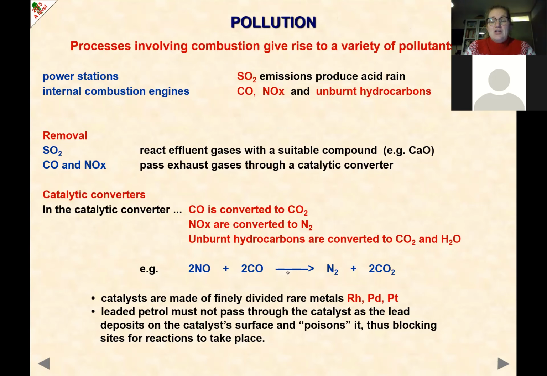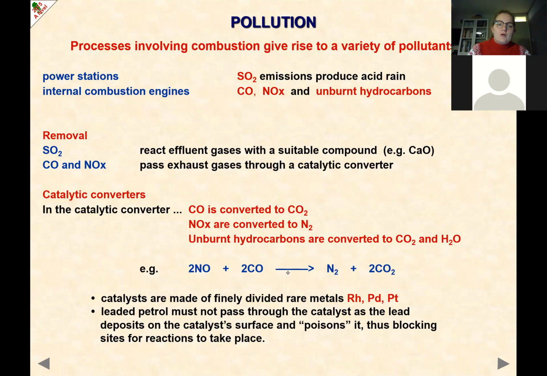For example, things like power stations give off sulfur dioxide. These are emissions that can produce acid rain. Internal combustion engines give off things like carbon monoxide, nitrous oxide, and unburnt hydrocarbons. So these are all really harmful to people and harmful to the environment.